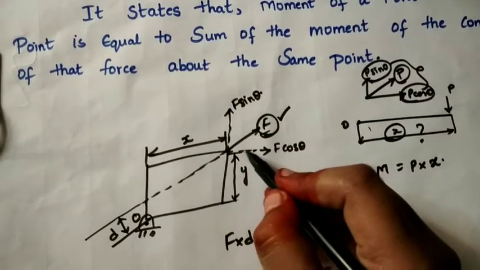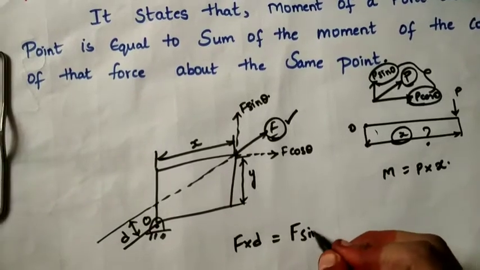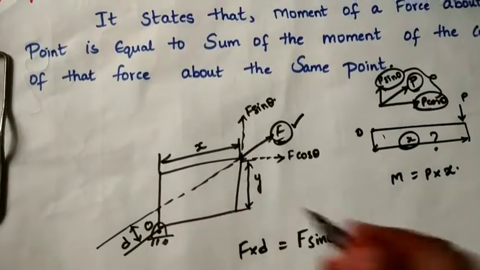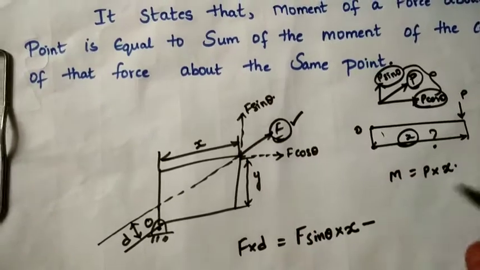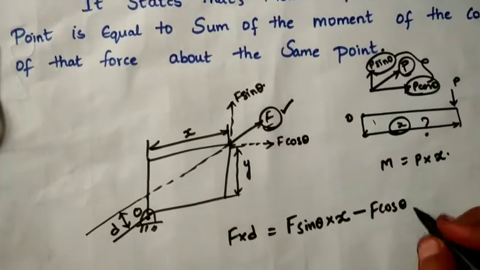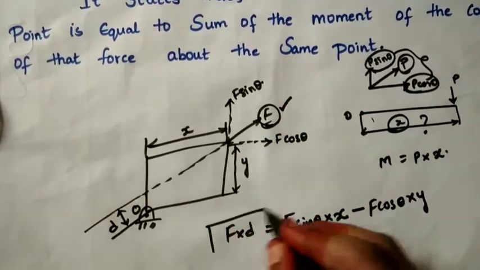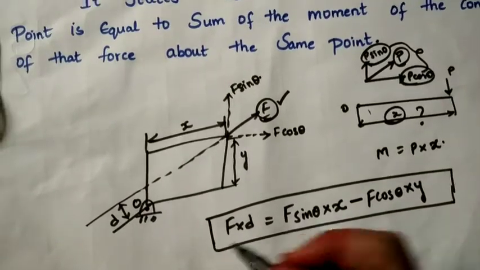see, this is clockwise and this is anti-clockwise. So F sin theta, the perpendicular distance is x, so F sin theta into x. This clockwise we can take as negative, minus F cos theta into y. So with this we can find the unknown distance.